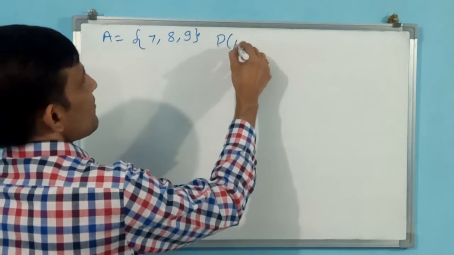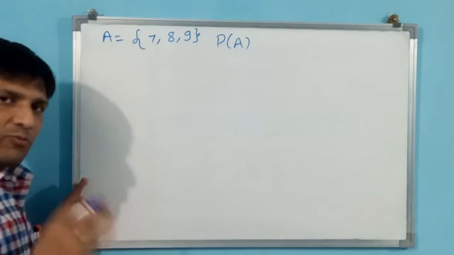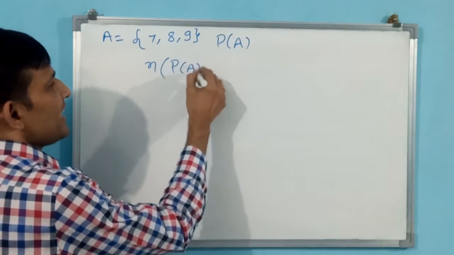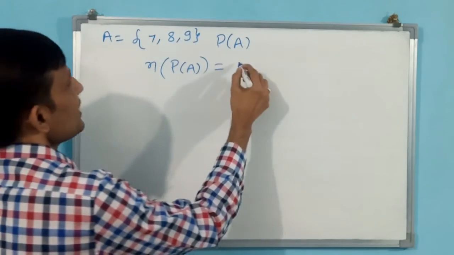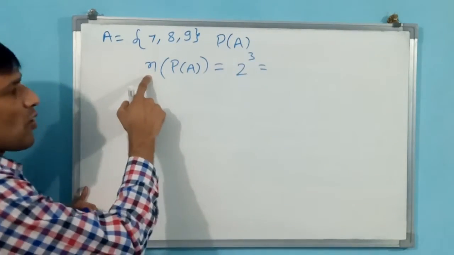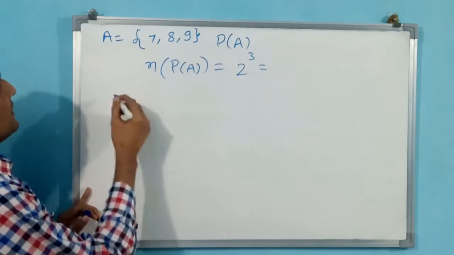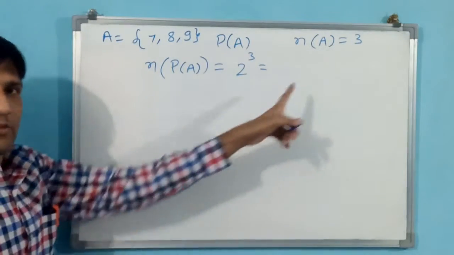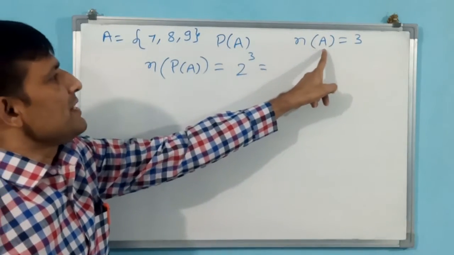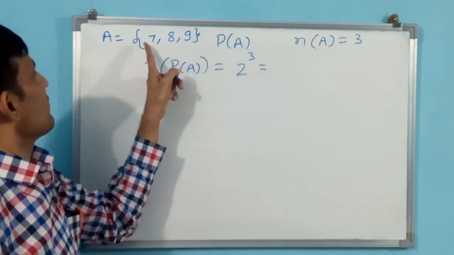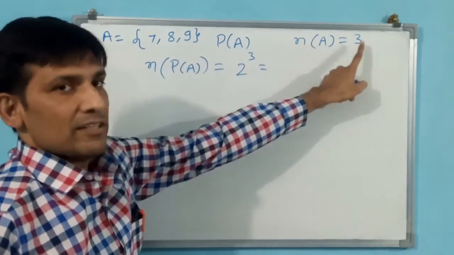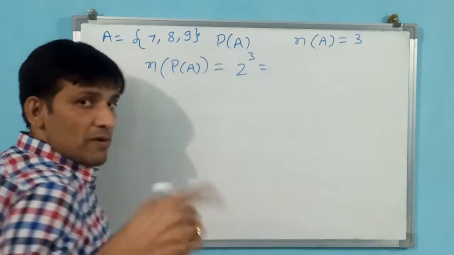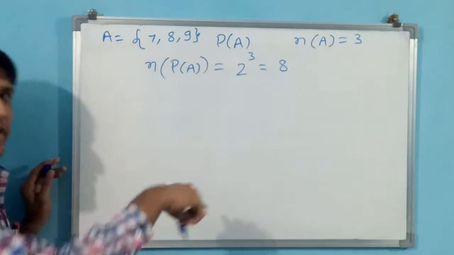Now power set of A. We are talking about n of P of A. How much will be there? 2 power 3. Why? Because the number of elements in A is equal to 3. This we already know how to write. Number of elements in A, this is a set. Number of elements how much? 1 2 3. 3 are there. Now the number of elements in the power set of A is equal to 2 power 3, that is 2 power n. 8. How 8 will come, I am showing.